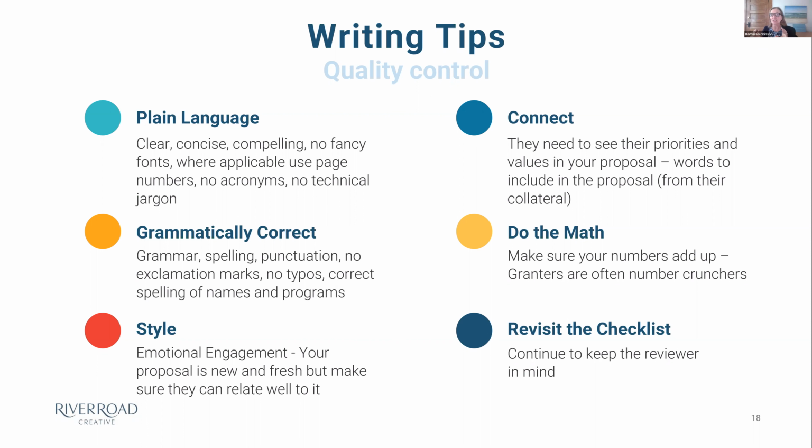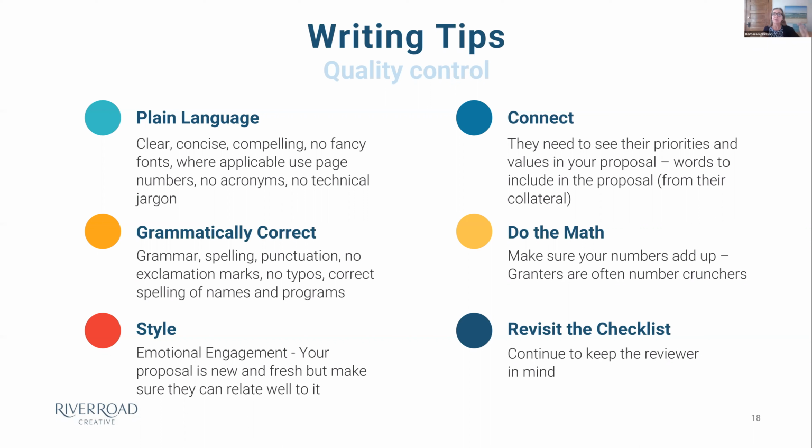If you do have to use technical jargon, make sure they know what it is, or you put in parentheses what it is. These people who are reviewing your proposal are not necessarily experts in your field. In fact, they're probably not. What they probably are is number crunchers, right? So anyway, I'll get to that, do the math, but just keep the language really simple, grammatically correct. Make sure you have no spelling or punctuation mistakes.